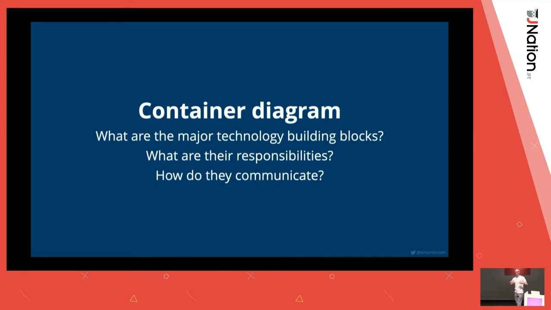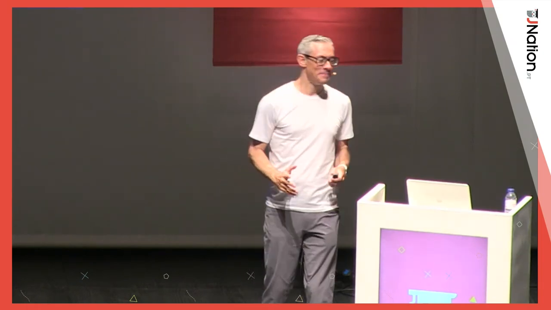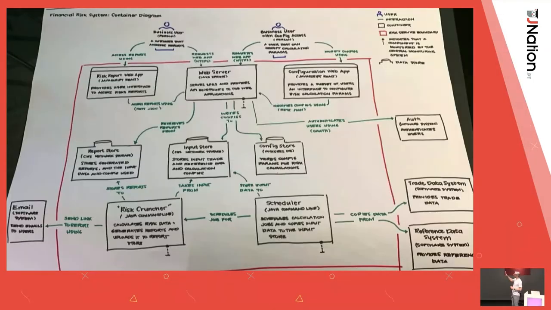And a container diagram encourages you to ask a different set of questions. So what are the major technology building blocks? How are we partitioning features across these things, so applications and data stores? This is what I mean by a container, not Docker, sorry. What are responsibilities, and how do these things communicate at runtime? Answer these questions, and you can craft up something like this.